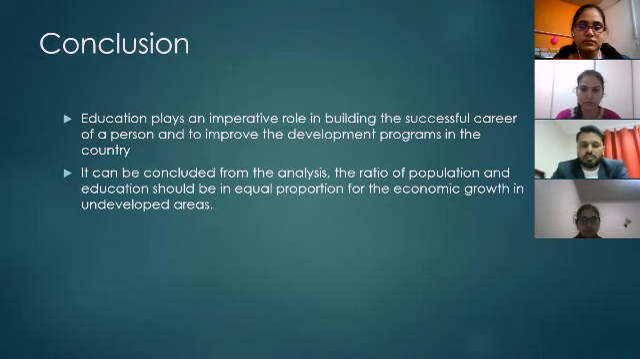As we know, education plays an imperative role in building the successful career of a person, and education is important in every sense. Education raises people's productivity and creativity, and in addition, it plays a very crucial role in securing economic and social programs, and it also improves income distribution. So I would like to conclude that, from the analysis, the ratio of population to education should be in equal proportion for economic growth in underdeveloped areas.